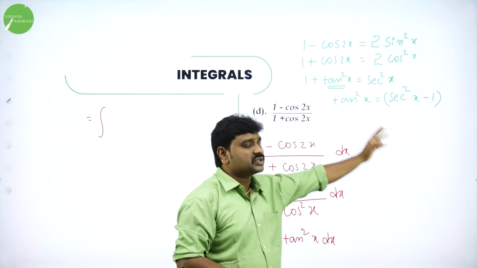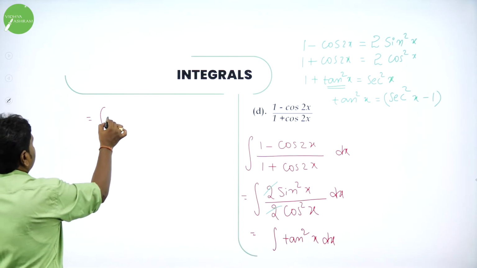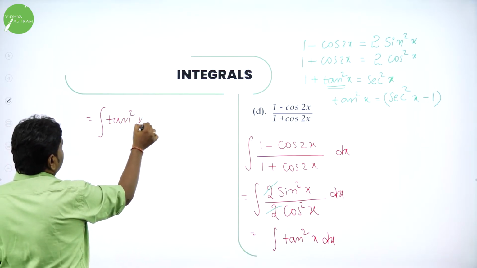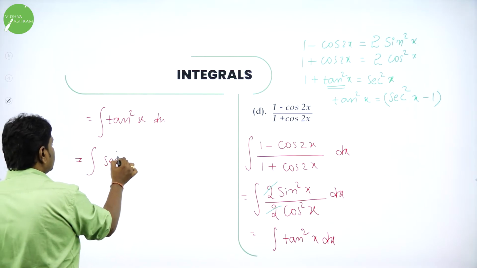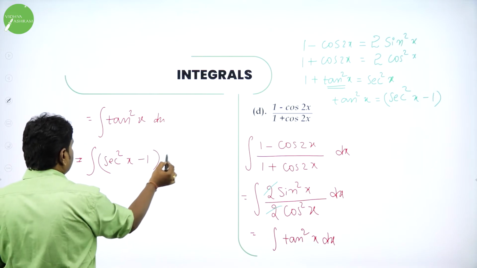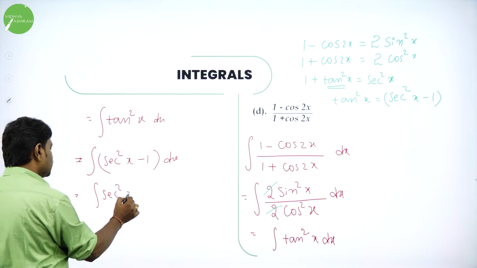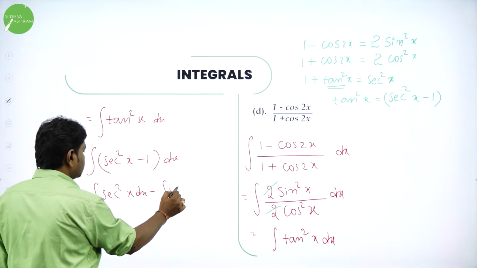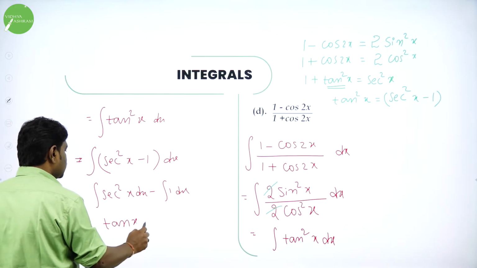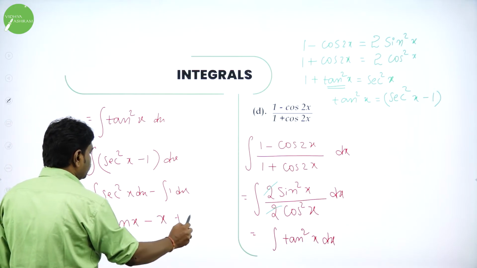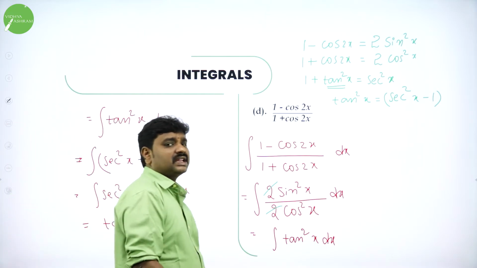To convert tan square to secant square, what is tan square x? Secant square x minus 1. So we have integration of tan square x dx. We don't have a formula in the list, so I'll convert. I'll write it as secant square x minus 1 with respect to x. Now integrate each term. Integration of secant square x dx minus integration of 1 dx. What is integration of secant square x? Tan x. What is integration of 1? x plus c. Tan x minus x plus c is the answer.